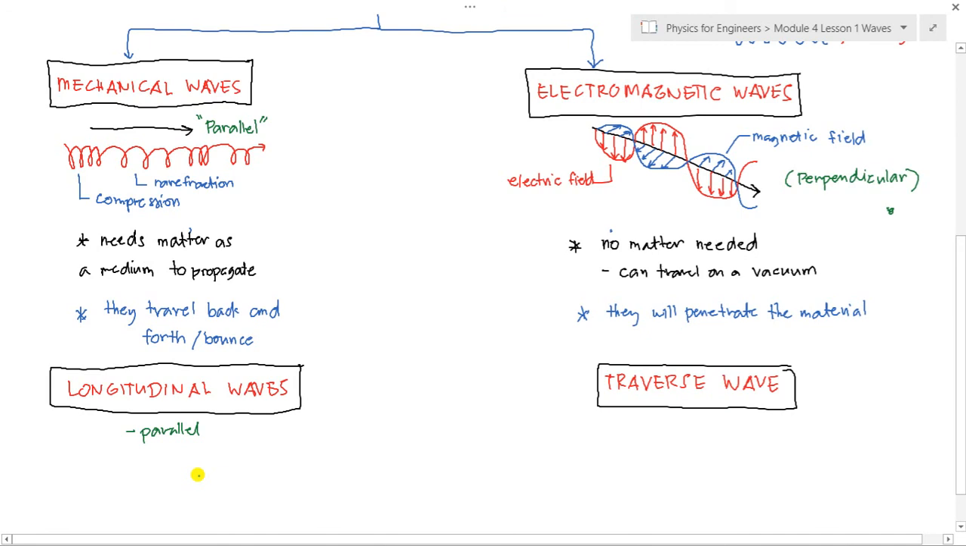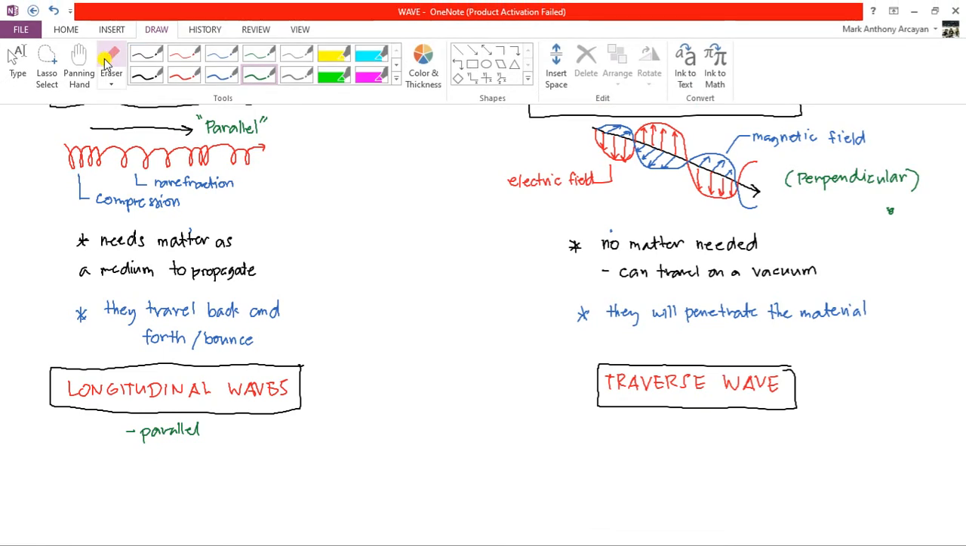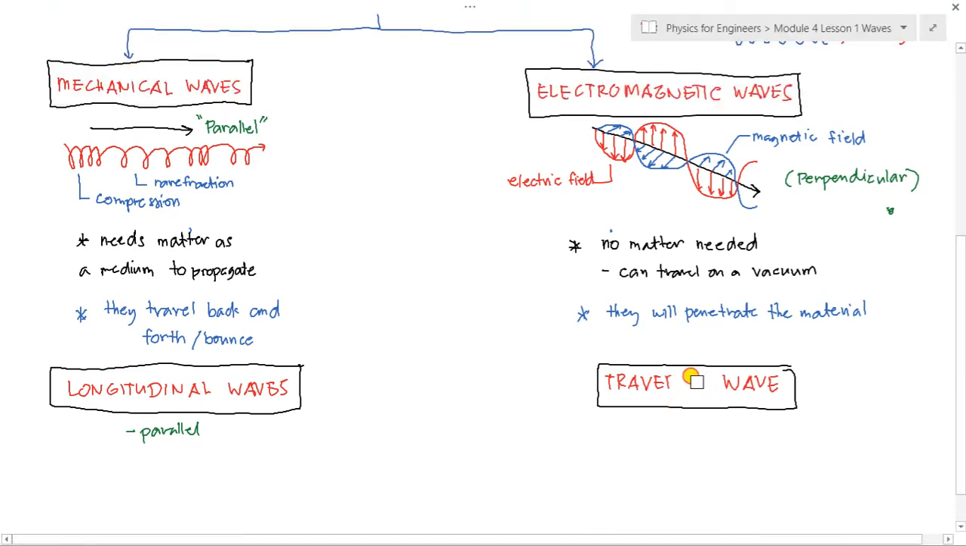But it is not that mechanical waves are only longitudinal, because there are some mechanical waves that are either longitudinal or transverse. Transverse.